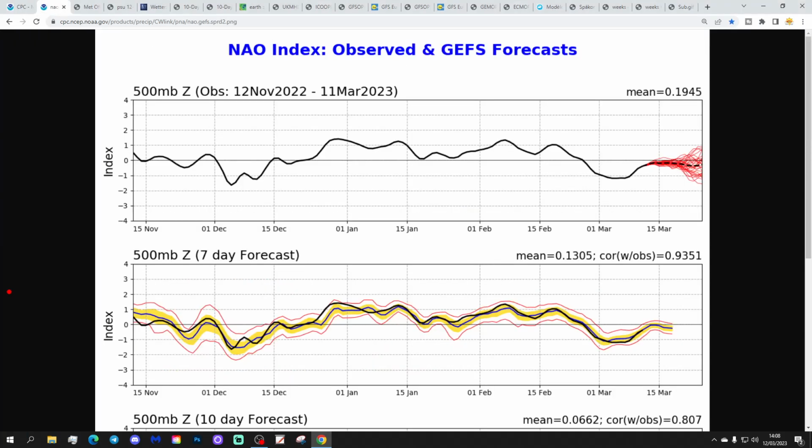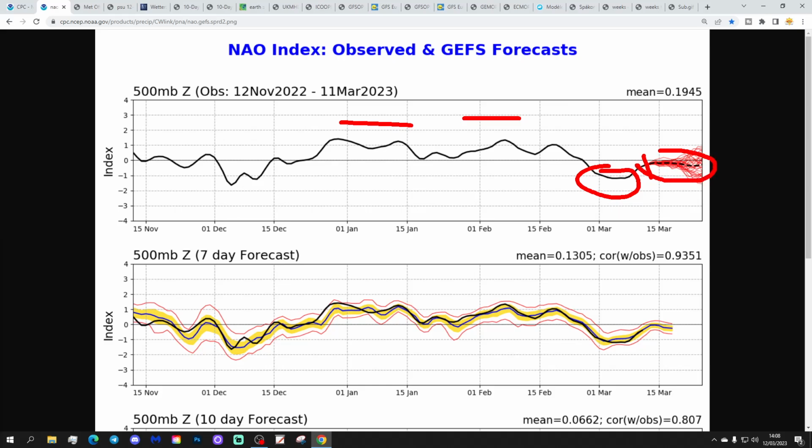The NAO observed and forecast looks like this. Again, the black line shows where we've been with the North Atlantic Oscillation. Red lines at the end are where the GFS ensembles are forecasting the NAO to go. For most of winter, the NAO was positive. It did go really quite negative, though, in the early part of March. Again, that's because we had that cold spell. We're actually around neutral to weakly negative at the moment.